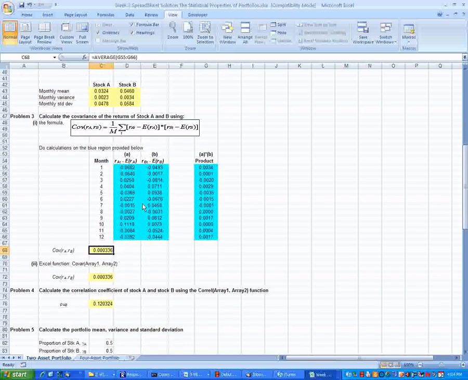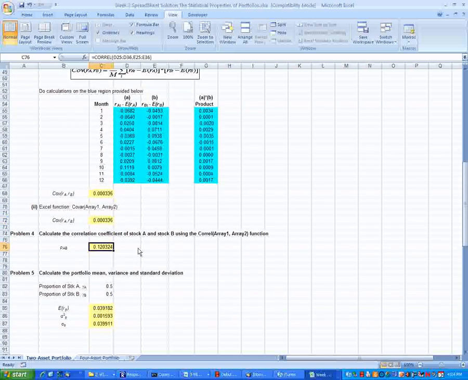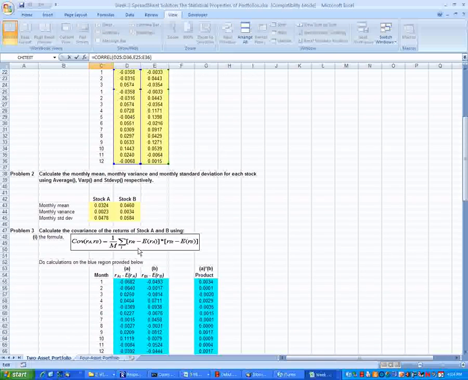Of course, in Excel there is an easier way, and we can confirm that by using the covariance formula. We get the same number as the longhand way. We can also find the correlation between stock A and stock B, and that's simply by using the correlation formula using the returns up here.